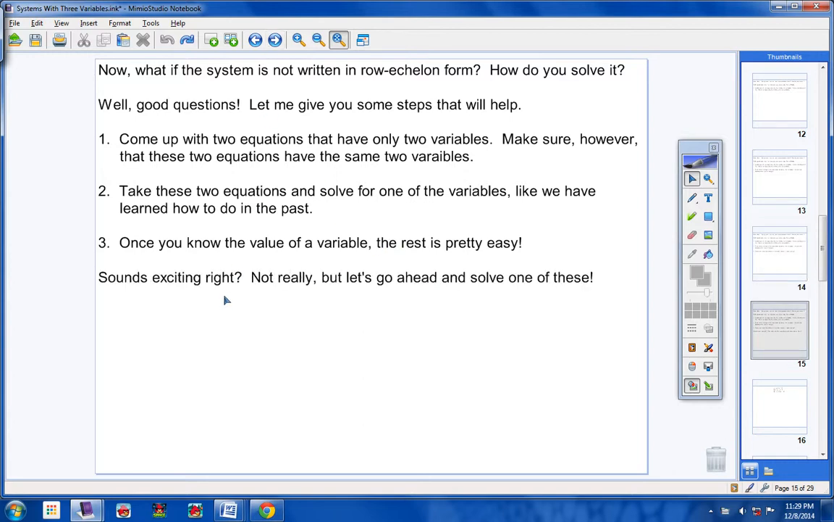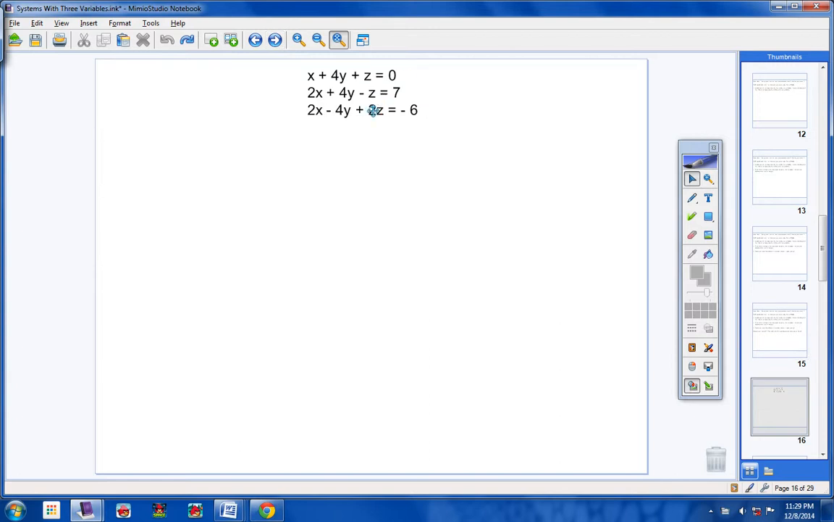Sounds exciting, right? Not really, but let's go ahead and solve one of these. So here we go. I'll pause for a minute while you copy this in your notes. And if you totally remember how to do this from Algebra 2, please feel free to work ahead, okay? If you want to watch me, that's fine also. However you want to do it, okay? Go ahead and copy this in your notes and let's solve this linear system, or this three-variable system.